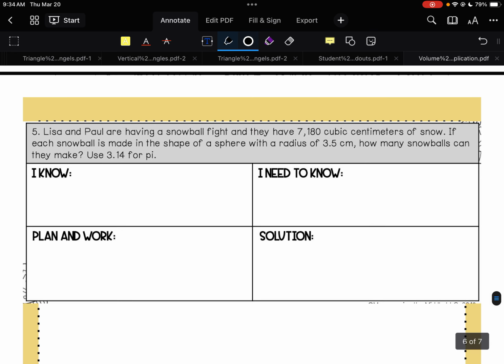Lisa and Paul are having a snowball fight. They have 7,180 cubic centimeters of snow. If each snowball is made up of a sphere with a radius of 3.5, how many snowballs can they make? So you need to find the total volume.